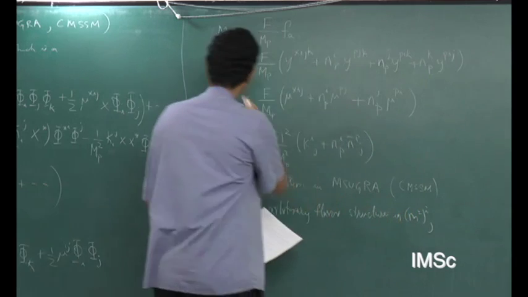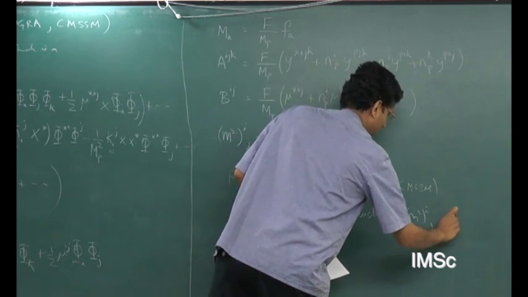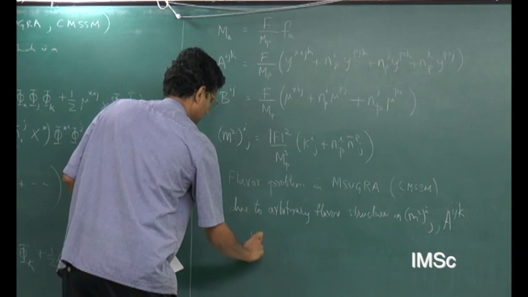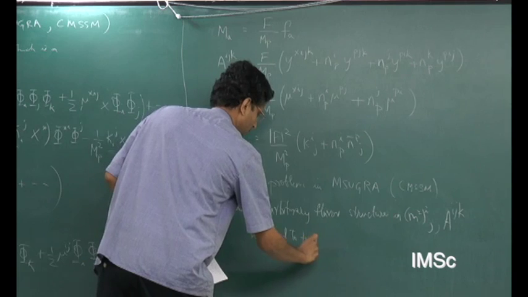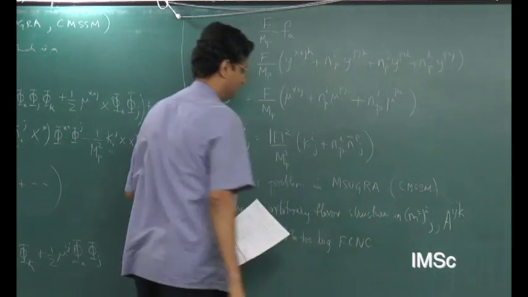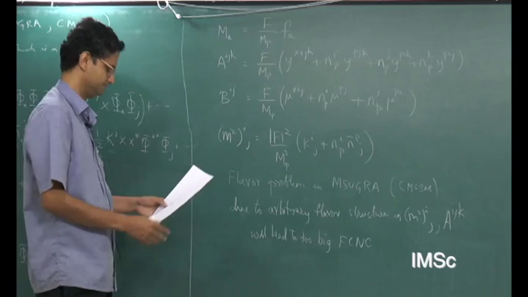In M squared and also in the A terms, anything. And FCNC means flavor changing neutral currents, like BB bar oscillations, KK bar oscillations, things like that will end up being too big.